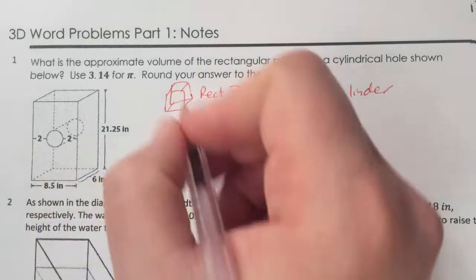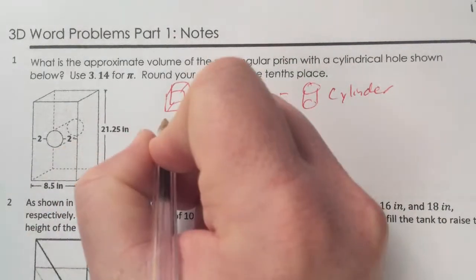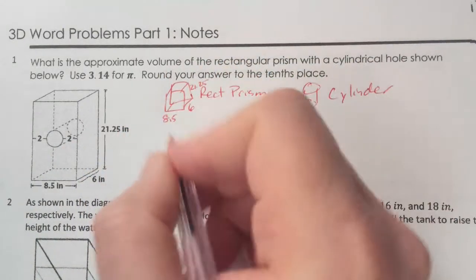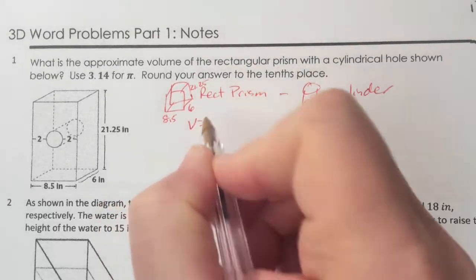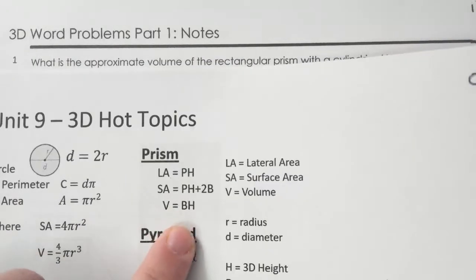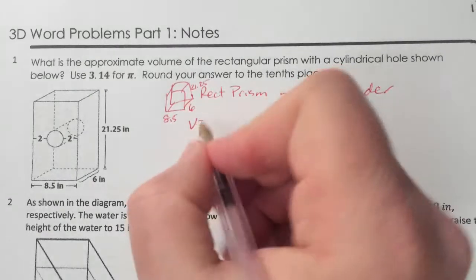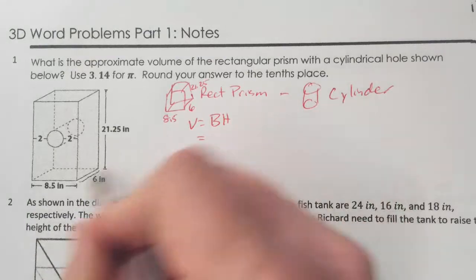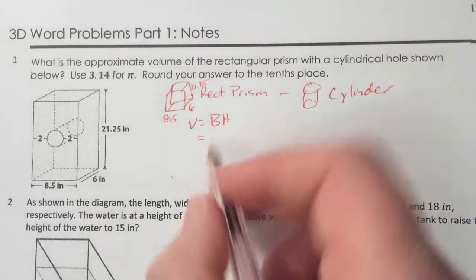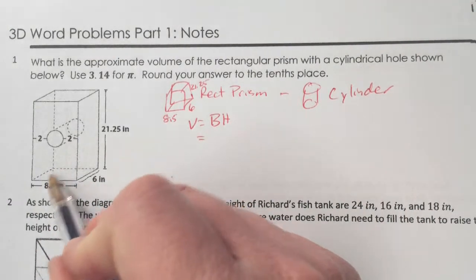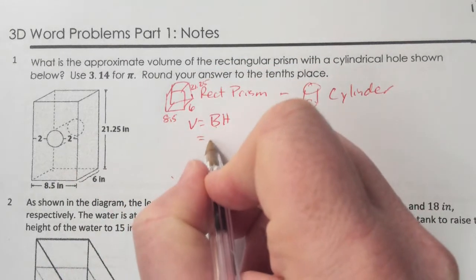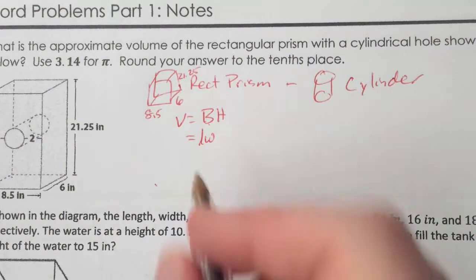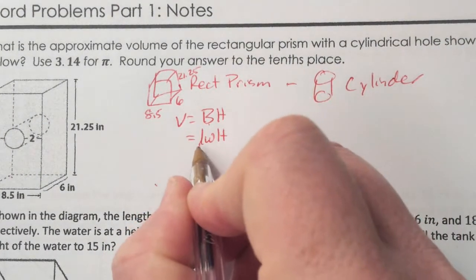Okay, so now the rectangular prism is 8.5 by 6 by 21.25. All right, so volume of a prism is base area times the height of the shape. Now, what shape is the base? A rectangle, right? And what is the area of a rectangle? So length times width. So that's the base area, and the height will still be the 3D height. So it's basically length times width times height.